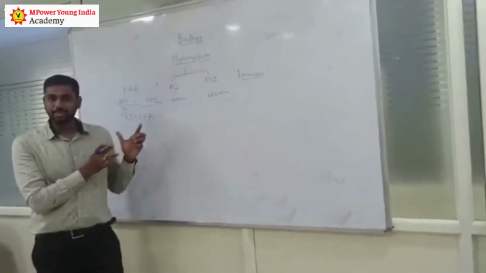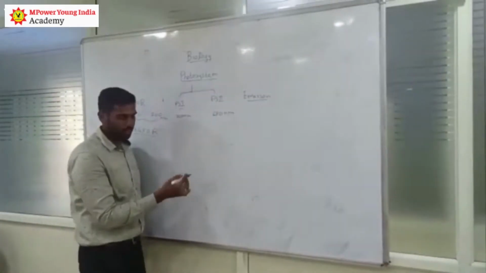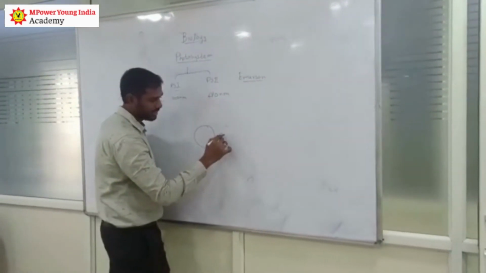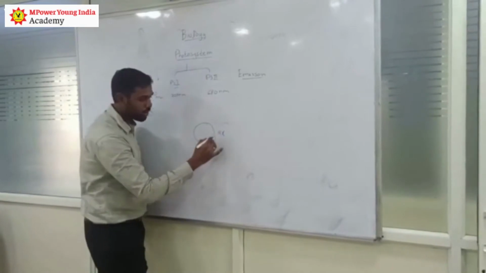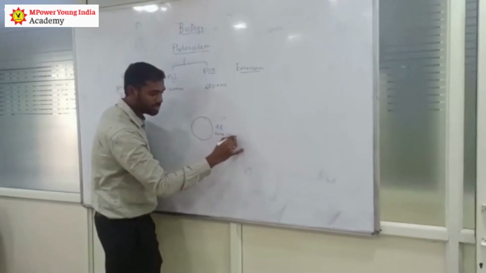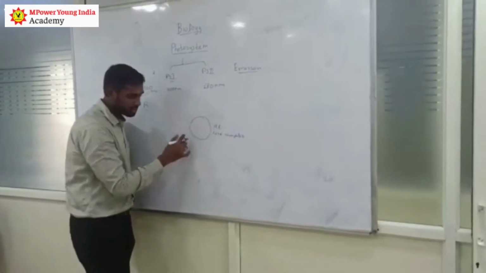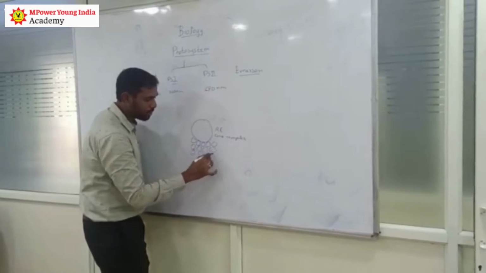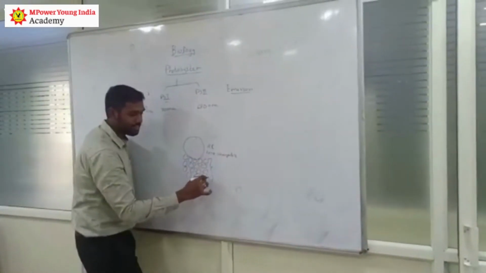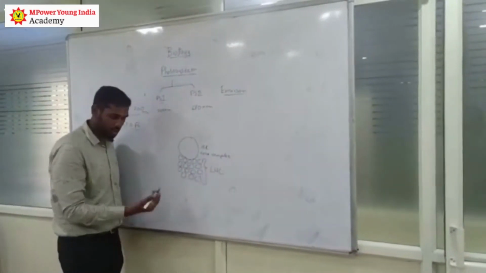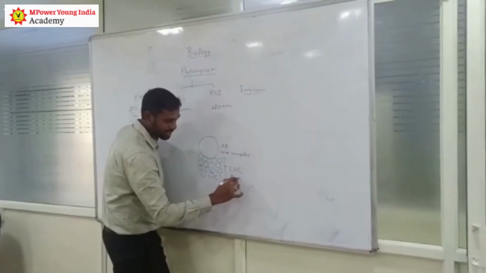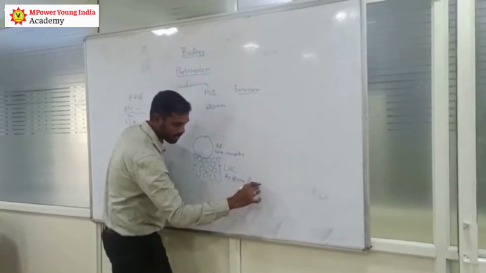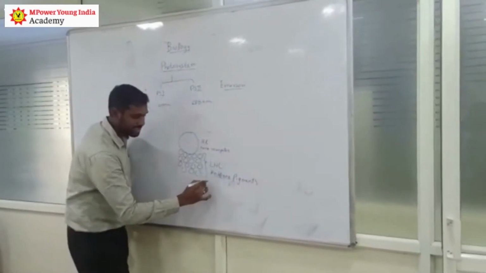So what is present in the PS? Generally, when you take a photosystem, you have a reaction center. This reaction center is also called the core complex, and below this you have many light harvesting complexes. This region we call LHC, light harvesting complex, or antenna pigments, and it is also called accessory pigment.